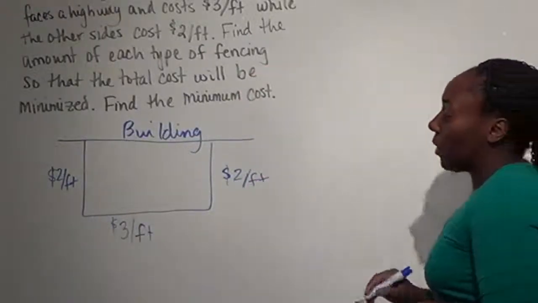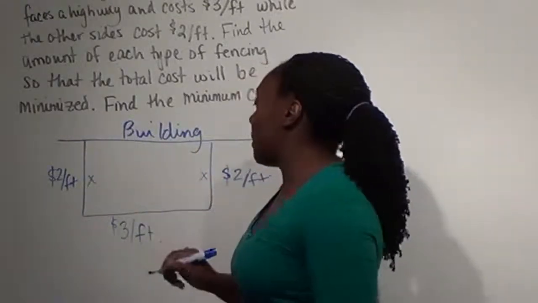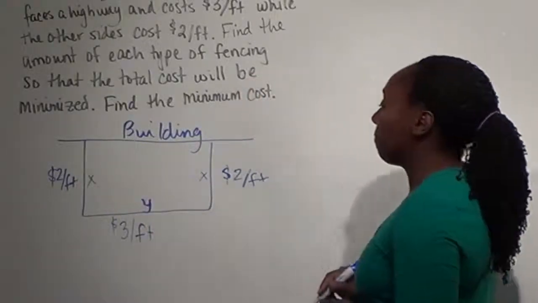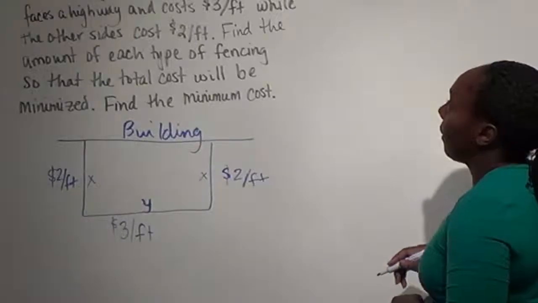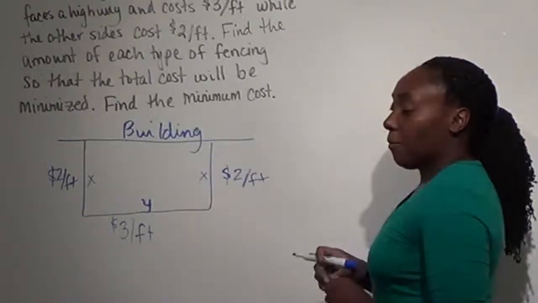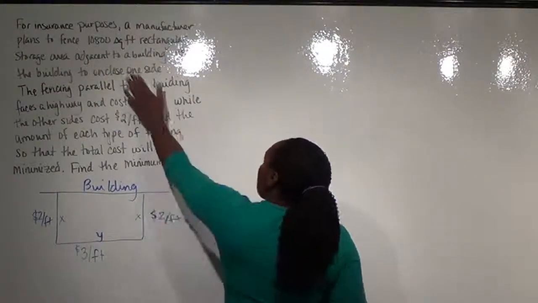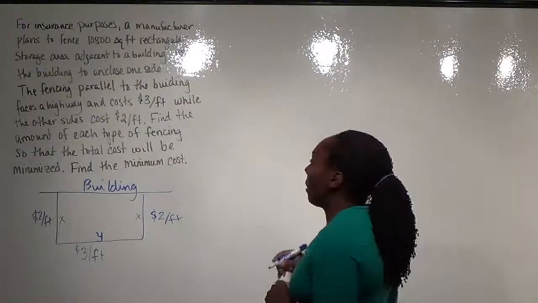So if we're looking at our picture, we can label our sides. Let's call the smaller sides X and the larger side Y. Now let's use this to come up with our information so that we can formulate a function. The other piece of information that they give us is that 10,800 square feet is going to be covered.